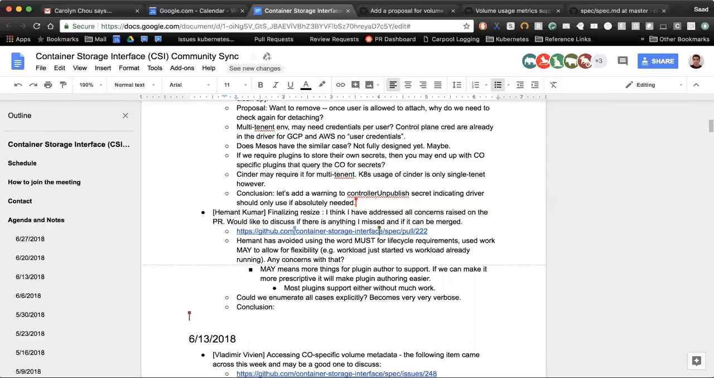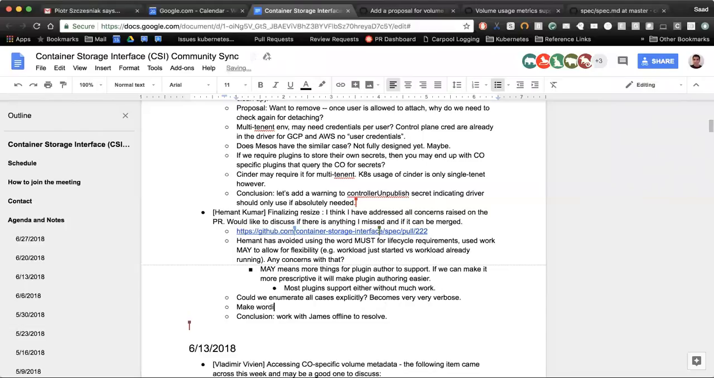All right. So I would prefer more explicitness. Either we have more restriction, or if we want to use "may", we probably want to call out that the plugin should behave properly whenever the CO is allowed to call this call, right? So we probably want to make the wording plugin independent. Right. Yeah, that makes sense.